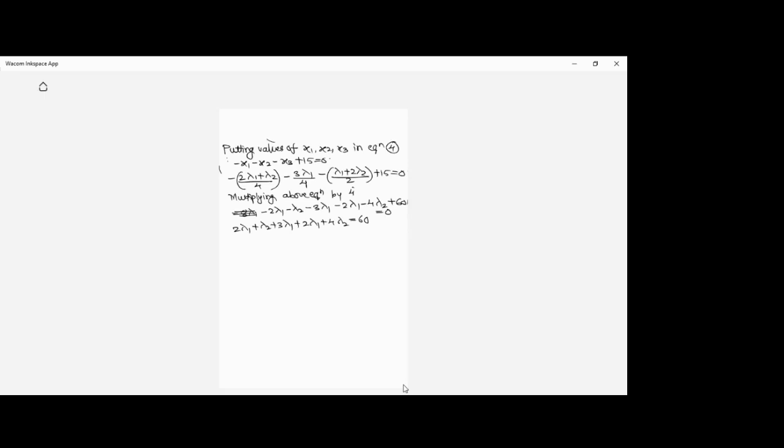So now it will be easy. 2 lambda 1 plus 3 lambda 1 is 5 lambda 1, plus 2 lambda 1 is 7 lambda 1, plus lambda 2 plus 4 lambda 2 is 5 lambda 2, right? So 7 lambda 1 plus 5 lambda 2 is equal to 60.